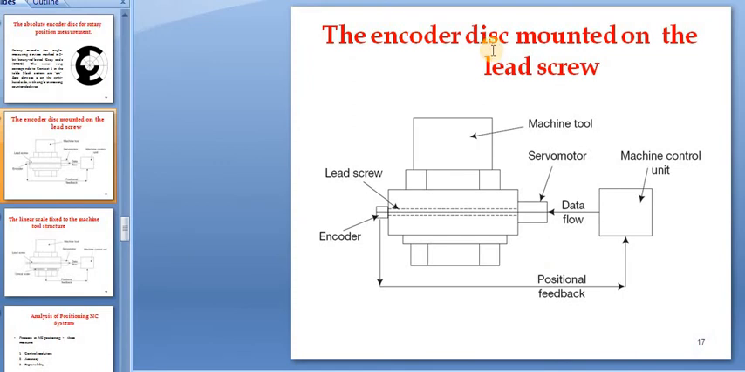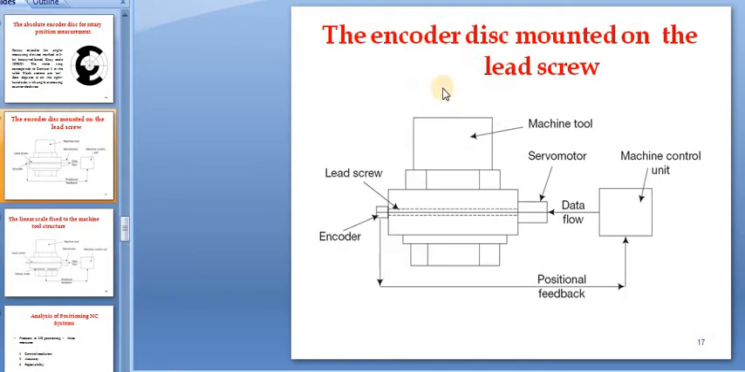In an actual system, the encoder disc is mounted on the lead screw. Look at this lead screw. The encoder is mounted on it because we have to measure the revolutions of the lead screw and the angular movement provided by it. The sensor element senses the exact position of the lead screw on rotation or linear motion, and gives feedback to the machine control unit, and as per that feedback, the machine control unit operates the servo motor.